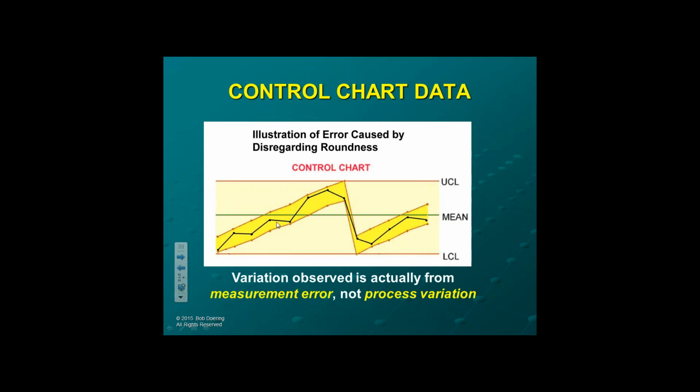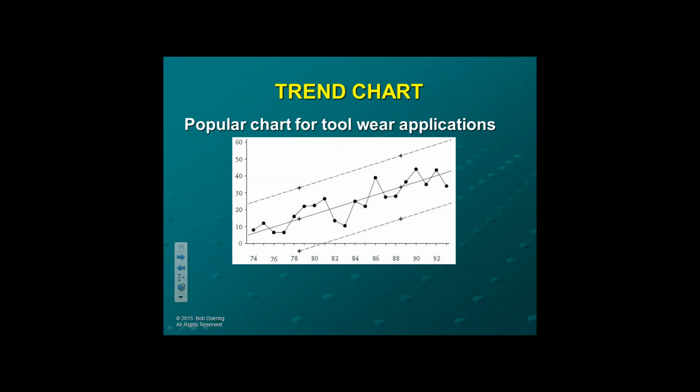That's not process variation, that's measurement error. And what you are concerned about is capturing process variation so you can make decisions on the process. Measurement error does not provide process information. And that's one of the problems with the trend chart.